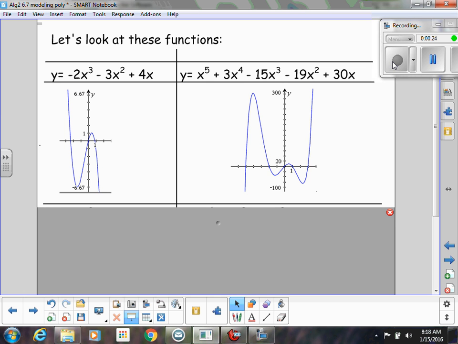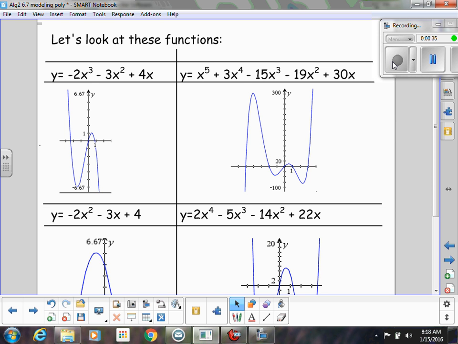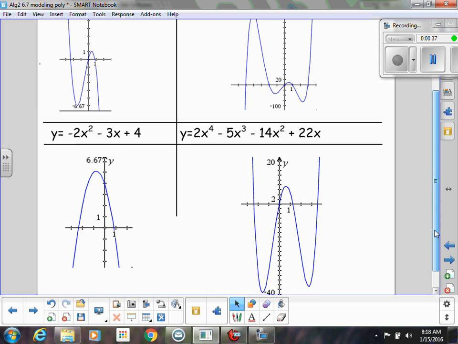So take some time. If you need to pause the video, please do that. Take some time to just draw a little sketch of these graphs so you can see what the shapes look like. And then here are the other two graphs.